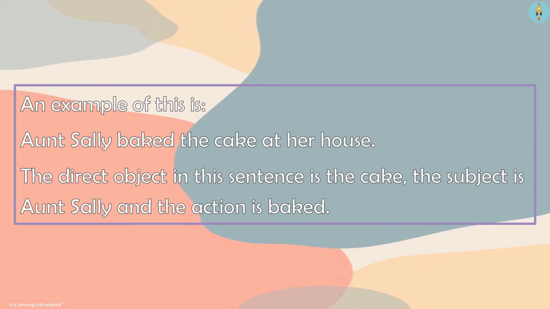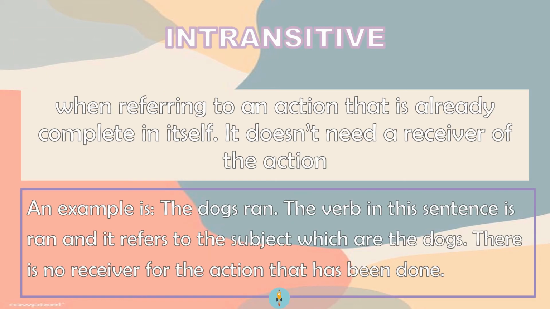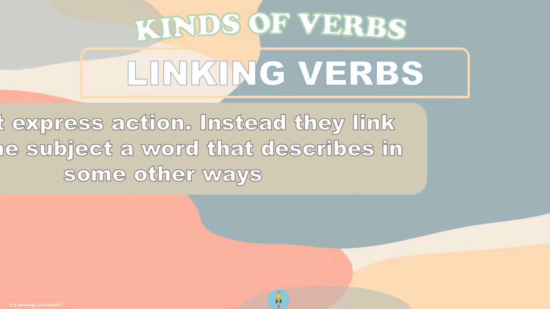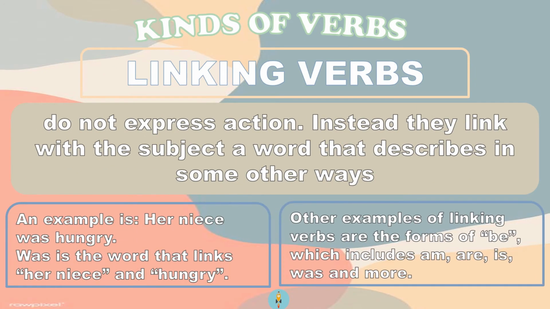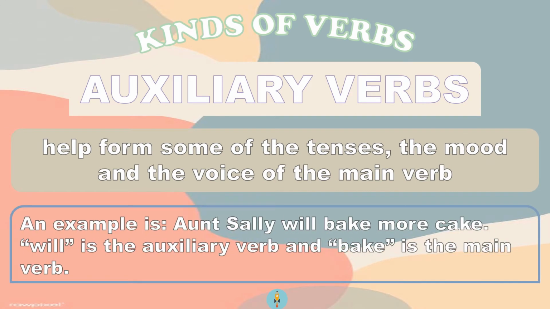The action verb can also be intransitive when referring to an action that is already complete in itself. It doesn't need a receiver of the action. Linking verbs, on the other hand, do not express action. Instead, they link with the subject a word that describes it in some other way. Auxiliary verbs or helping verbs help form some of the tenses, the mood, and the voice of the main verb.